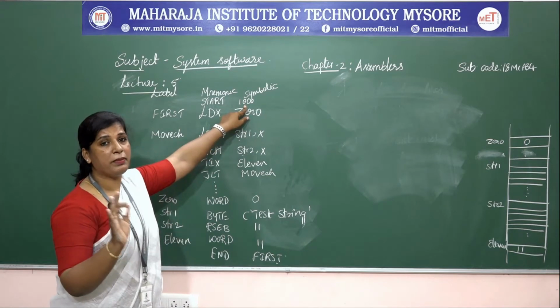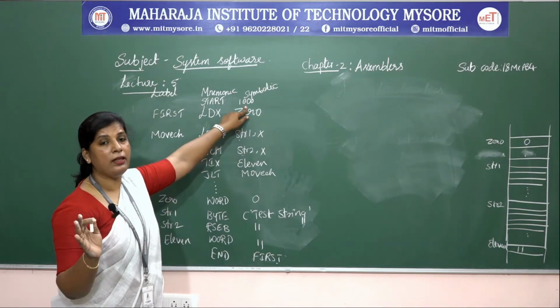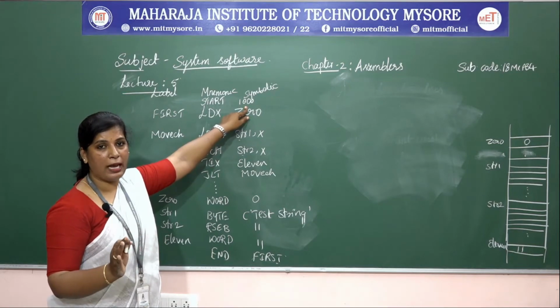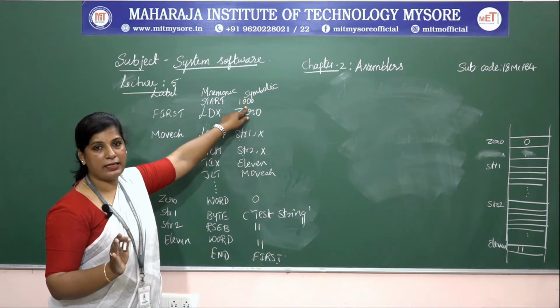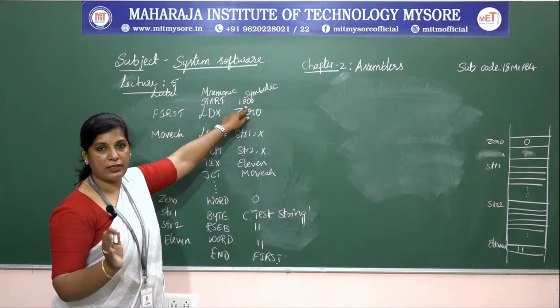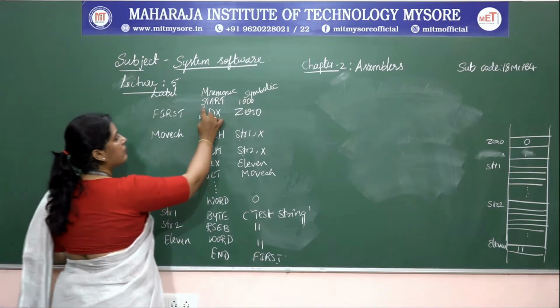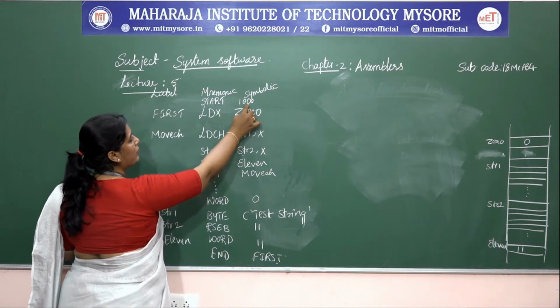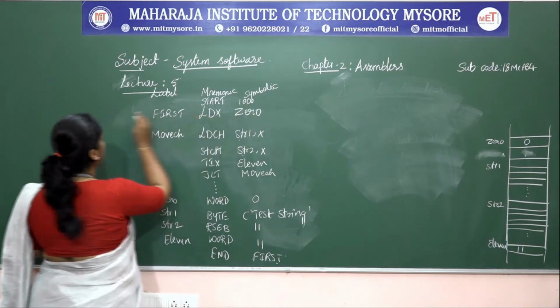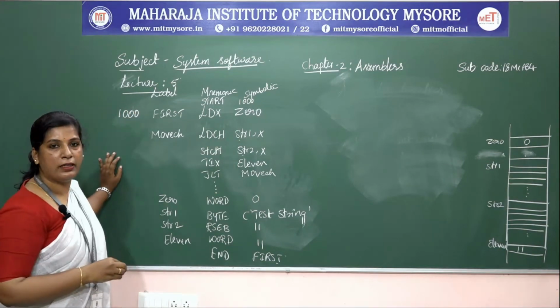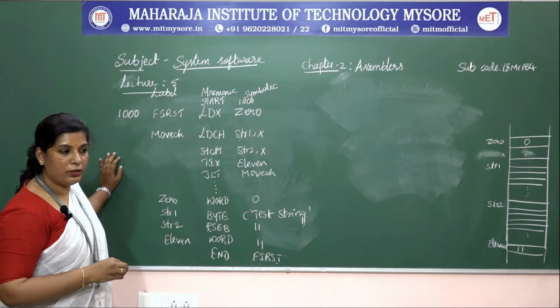There are different passes: pass 1, pass 2, and multi-pass assemblers. We will discuss later what happens during pass 1 and during pass 2. We will take a simple example and explain such things in a later session. So, start. Once the assembler encounters this instruction, the program starts from memory location 1000.